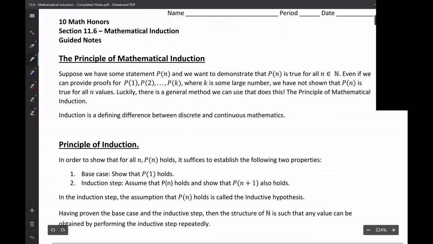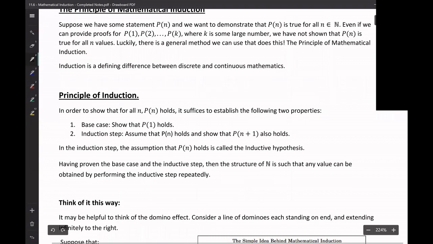Induction is a defining difference between discrete and continuous mathematics. Discrete means that it stops, it ends. So you get to n and it stops. Continuous means that it goes on forever. So it's infinite. And this is really cool. Okay, so principle of induction. All right, we got a lot of stuff here.